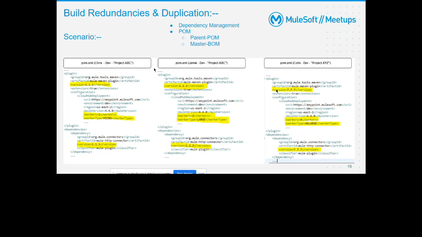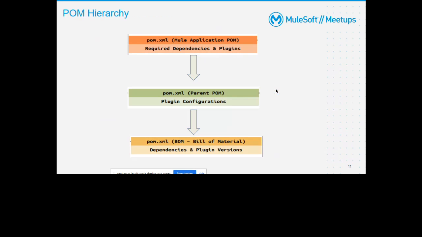Within the parent POM, we define the plugin configurations, for example the Mule Maven plugin configuration or the MUnit Maven plugin configuration. Within the Mule application, we just define which dependencies and plugins are required, and all the versions are managed by the BOM. Any new project can reuse this parent POM and BOM POM XML configuration to avoid duplications and redundancies. Okay, now we'll move on to the demo.